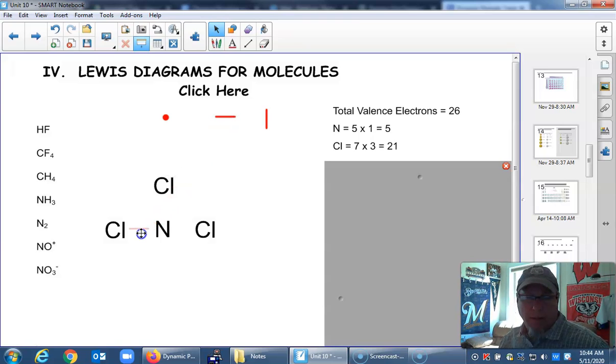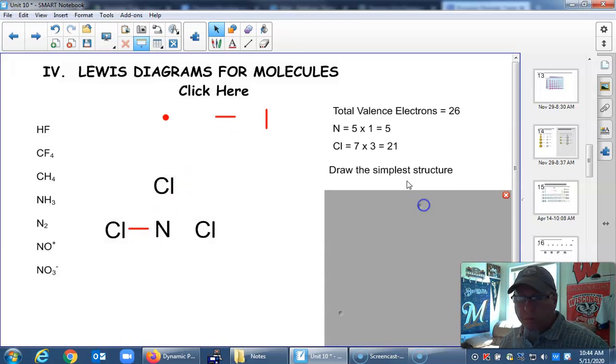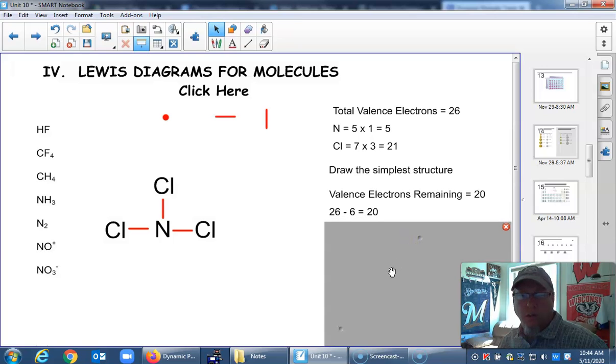So I'm going to put my bonds in. Oops, I drew the simplest structure I could. Put my bonds in. And now I need to figure out how many electrons I have remaining. I have used 2, 4, 6. So I have 20 electrons remaining. I'm going to hit pause and I'm going to try to put those 20 electrons in. Again, I do it very symmetrically. If I put 2 right here on the top, I'm going to put 2 down here in the bottom. So I've now put 4 in. I have 16 left to go.